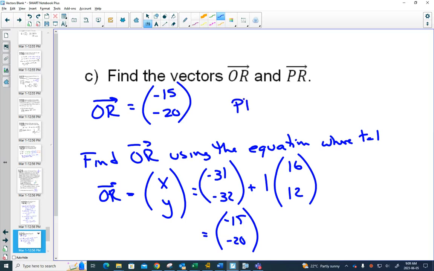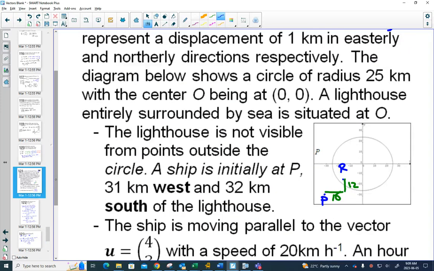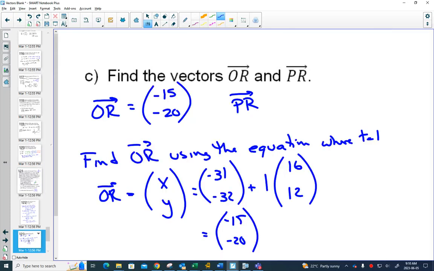Does it make sense that P to R is just our direction vector? Again, looking at our diagram, this is P to R. So the shortcut for figuring out P to R is just say, well, you've gone 16 to the right and 12 up. P to R would be 16, 12.